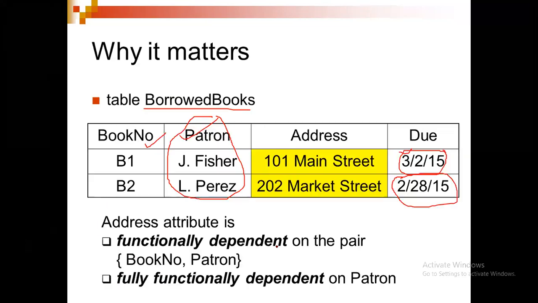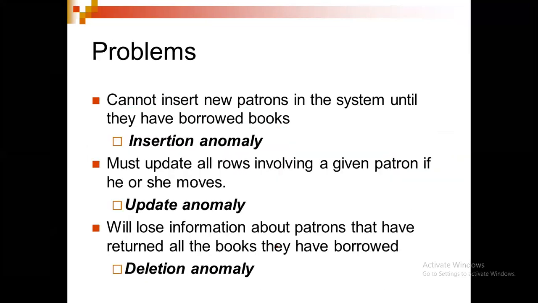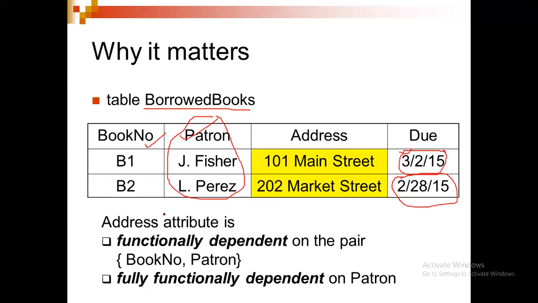Okay, so if I don't go with this concept, I will be having a few problems. If I blindly just store the things and don't follow the functional dependency concept, then I will have the problem of insertion anomaly, update anomaly, and deletion anomaly. Why? Because I cannot insert a new patron until they have borrowed the books. I cannot give the book to some person, because this person has to come to me and take the book.